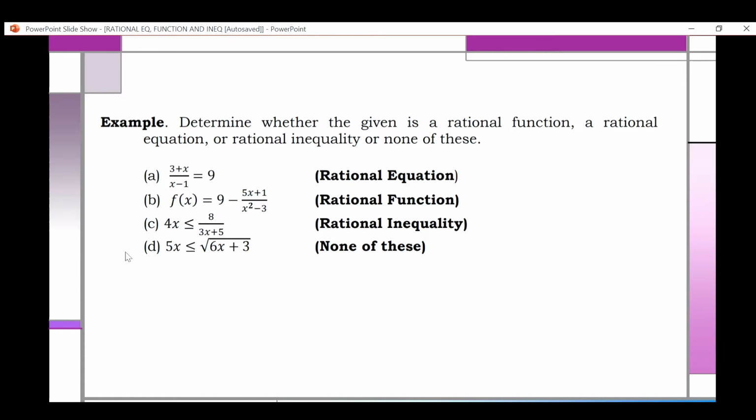Okay? So, for letter D, we have 5x less than or equal to the square root of 6x plus 3. So, this is a radical expression. So, meron tayo ditong radical sign. And then, we have here a monomial. So, this is not any of rational function, rational equation, or rational inequality.